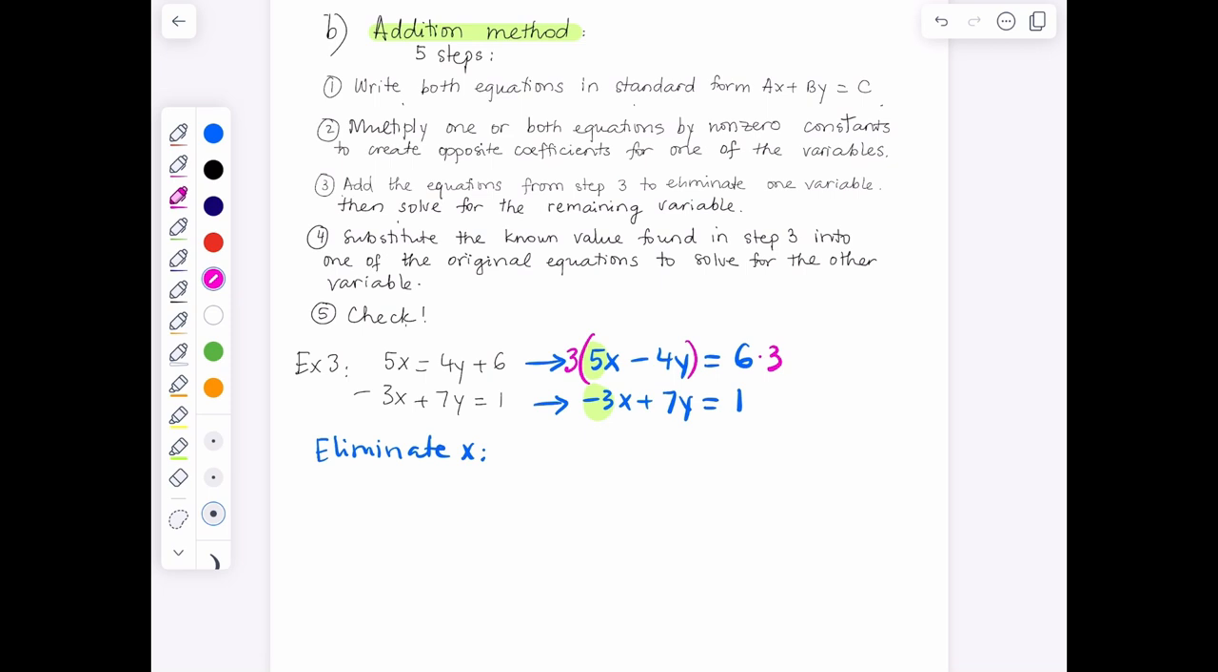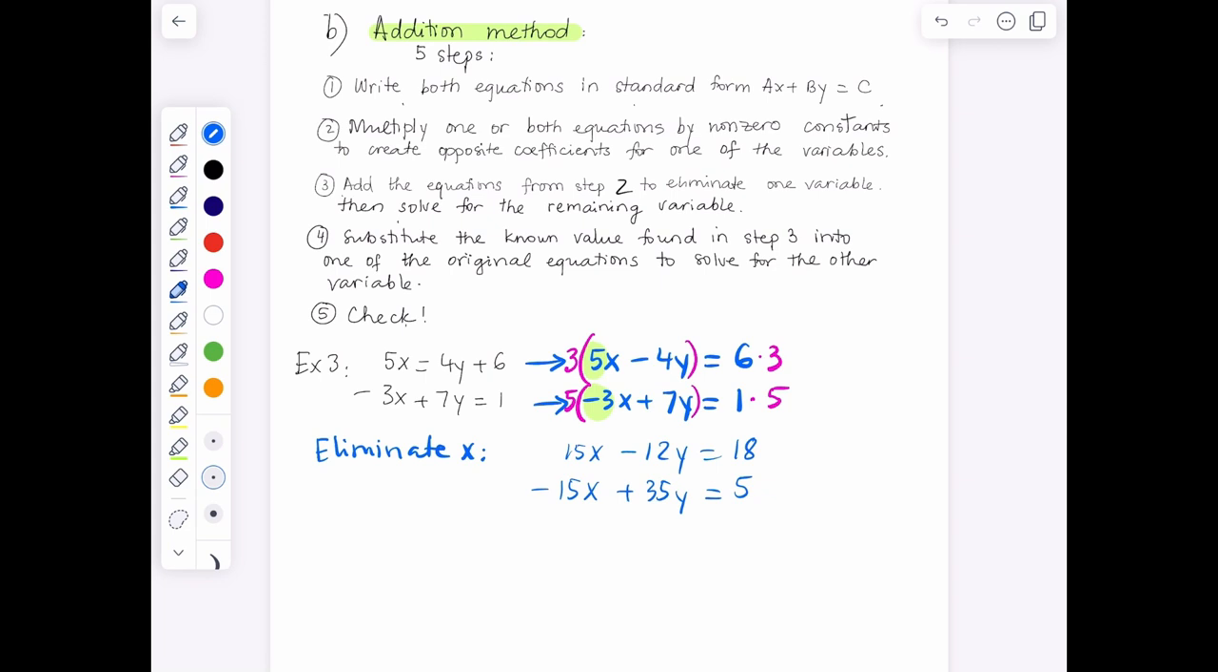Now the second one, I want it to be -15, so it can be the opposite of 15. So I need to multiply by 5, and we'll do that with the other side as well. Now we are going to distribute both equations. So the first equation becomes 15x minus 12y is equal to 18. The second equation becomes -15x plus 35y is equal to 5.